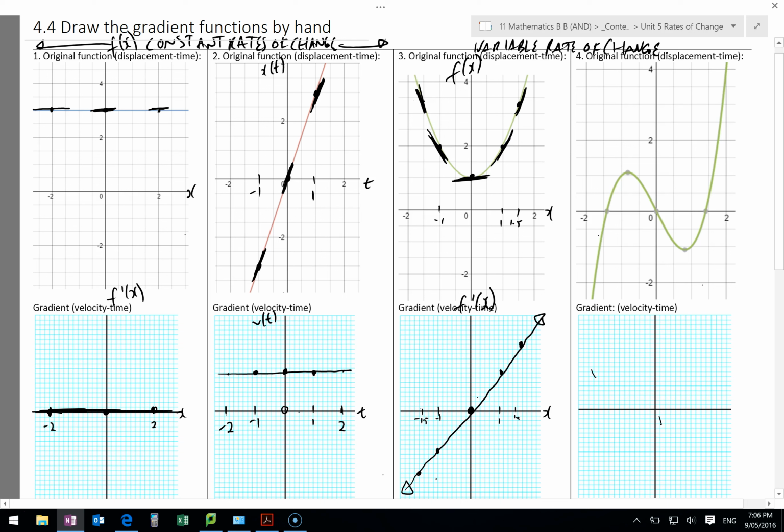Final one, it looks like a cubic function. Again, we'll look at the key points. So at that point, just before 1, the slope is 0. So I'm going to make sure that I track this point down and mark it on my gradient function as a 0. I used the x of t and v of t notation just for funsies. The other important one is this other place where the slope is also 0. I'll make sure I mark that down as well.